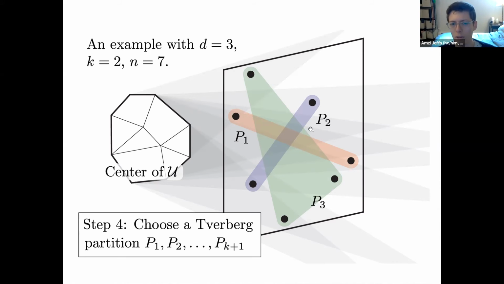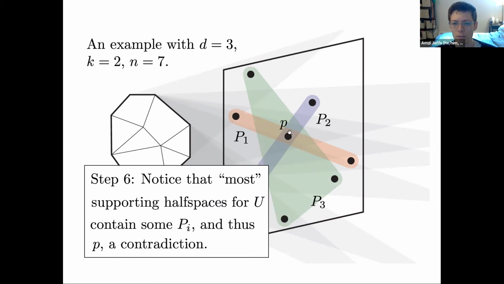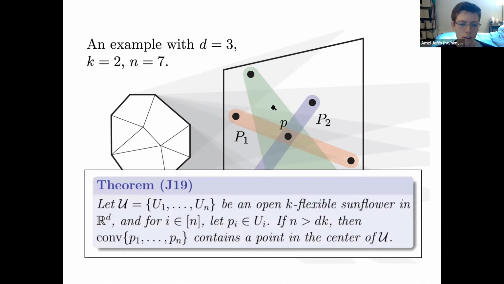I can partition my points in a nice way so that the convex hulls of all the parts share some common point. And the final piece you have to argue is just that this point, by virtue of being in all these partitions, should be close to the center. But the way I've cooked it up, it's actually positive distance away. And so that's the kind of contradiction we get.